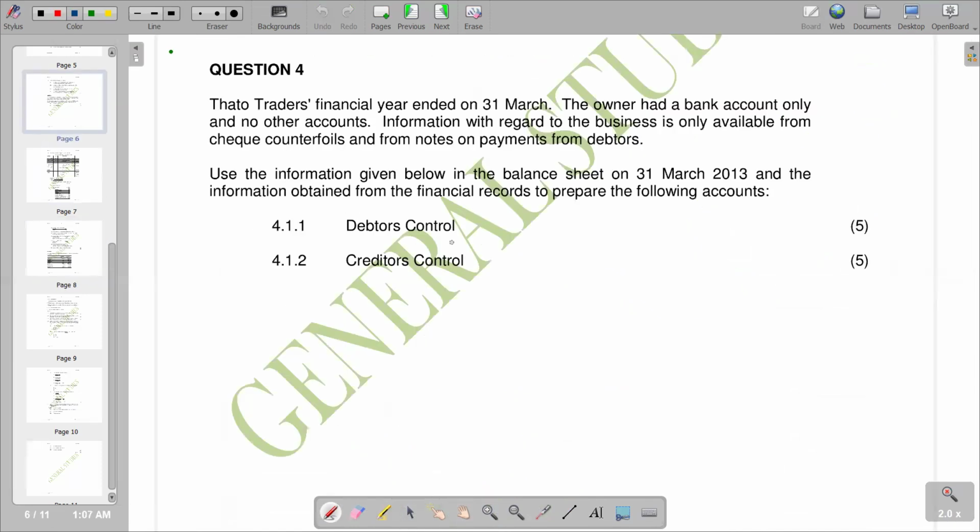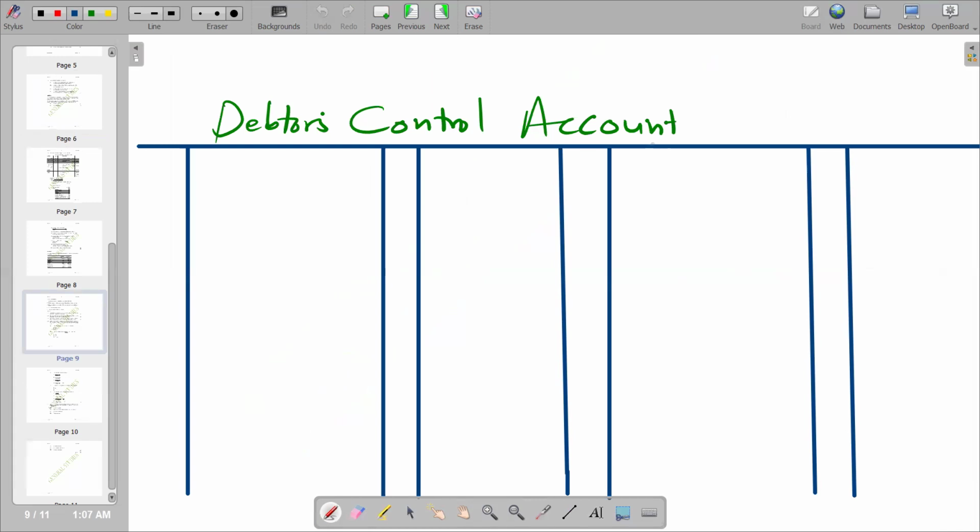So I'll start with the debtors control account. If you go to our answer section, this is going to be our debtors control account, and we are going to start with our balance b/d. We should take note that in the debtors control account, the balance b/d will be on the debit side, and we also have sales on the debit side. On the credit side, you'll have your bank, that is the amount received from debtors.